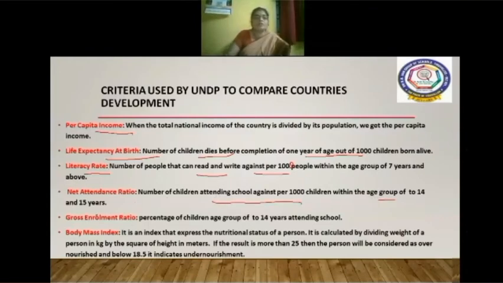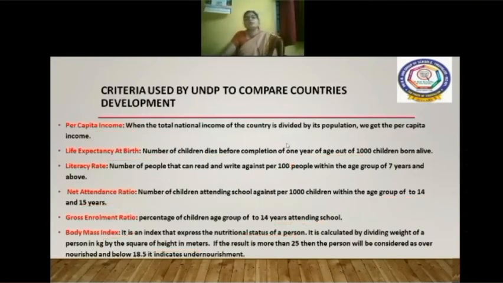within the age group of 14 to 15 years, and gross enrollment, which is the total number of children enrolled or admitted in a school. And the body mass index is nothing but the nutritional status of a person, whether he is completely nutritious, his body mass is balanced, whether height and weight are proportional. So these are the rules for body mass index. Based on all these criteria, a country's development can be measured, as indicated by the UNDP.